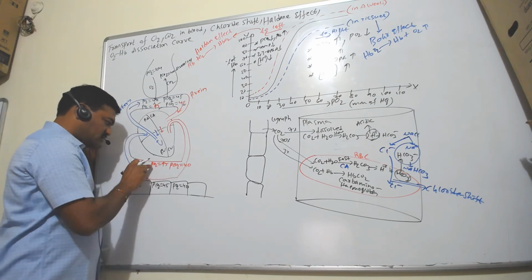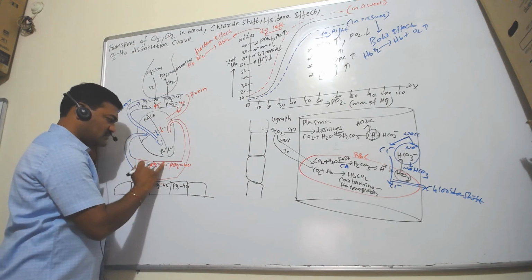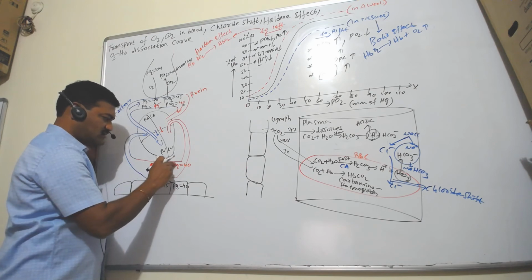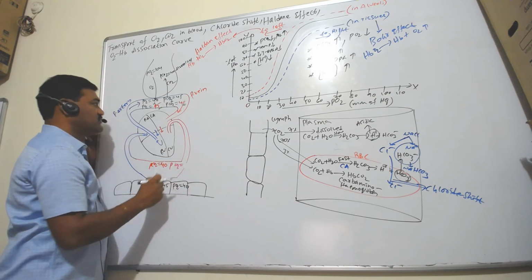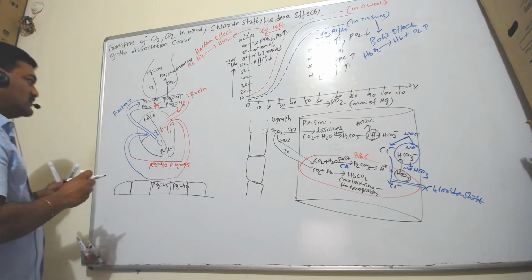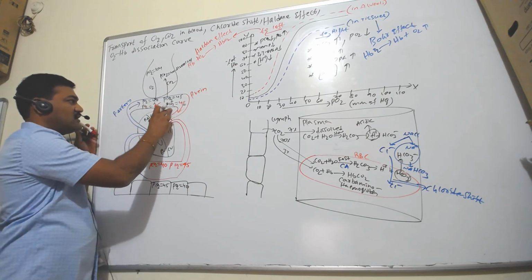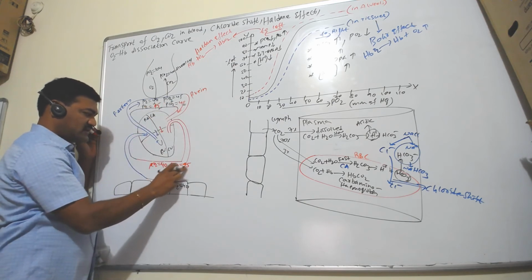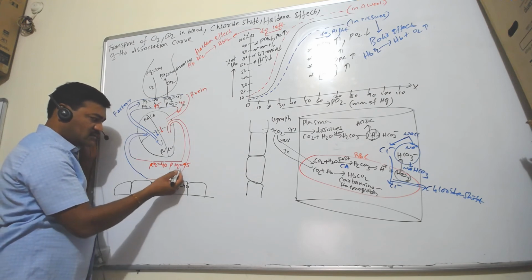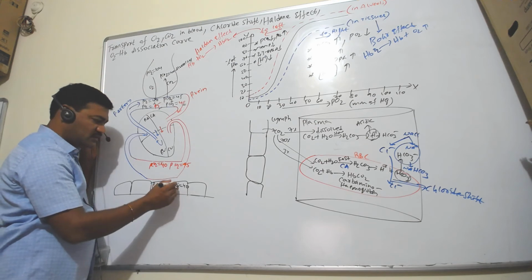Okay, I'll write carbon dioxide this side, which is 40, and I'll write the oxygen here, which is how much? 95. Now, see, the same blood, oxygen is 95, carbon dioxide is 40. Now, look at here. There is more partial pressure of carbon dioxide here and less partial pressure of oxygen here. So what happens?